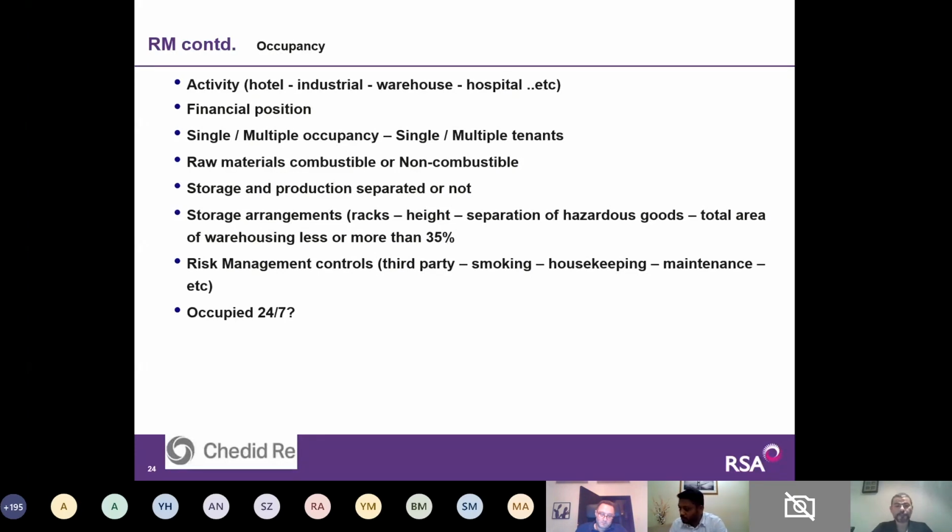Raw materials, combustible or non-combustible. Storage and production, separated or not. We spoke about this. Storage arrangement. We have a warehouse. Is it storage arrangement?